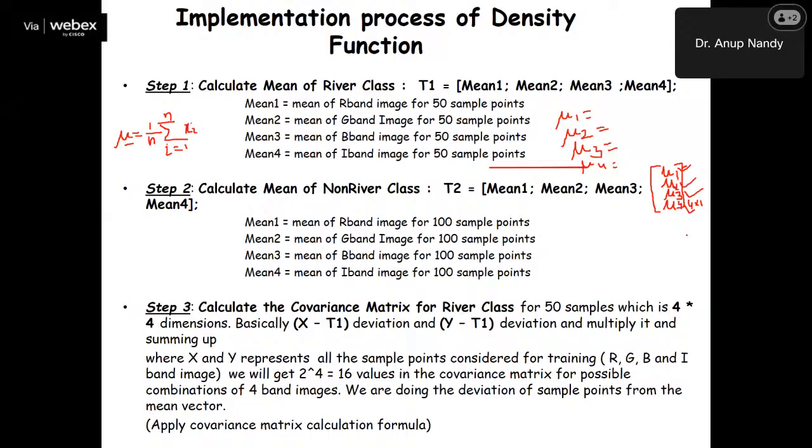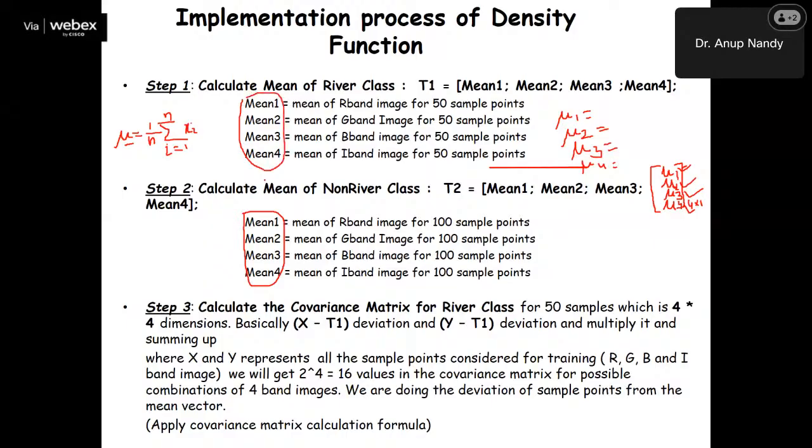Similarly, you can calculate the mean of the non-river class also. The same formula you can apply, only you have to change this n. We used n equal to 50 for the river class; here we are going to use n equal to 100 for the non-river class. This way you can calculate the mean of the band images over the 100 points. Here also you calculate the mean of all those things.